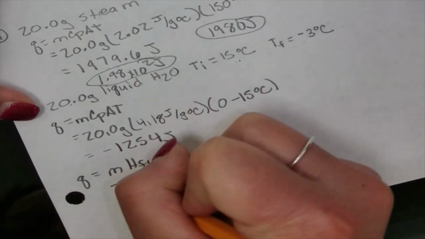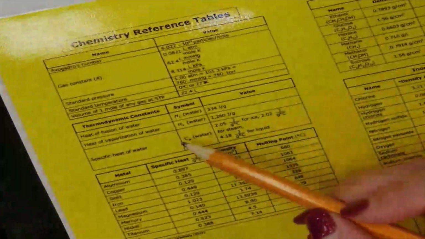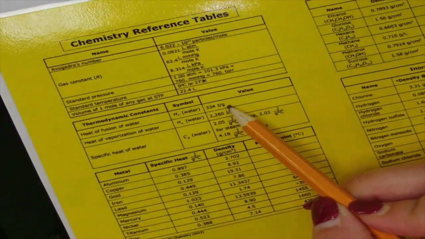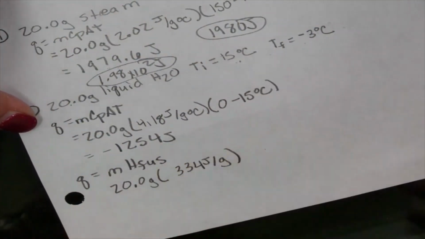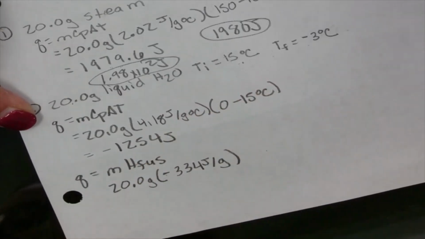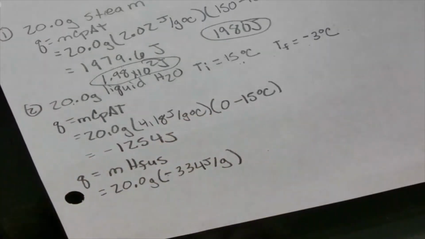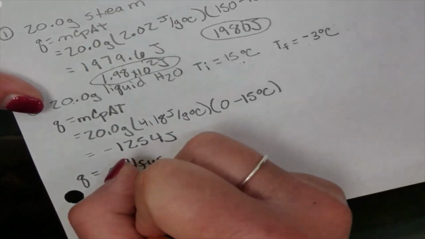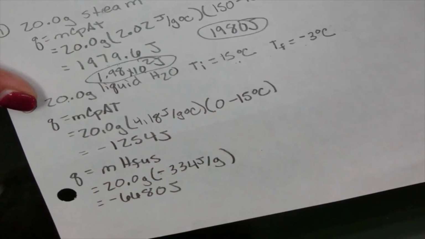So I'm going to put in my mass of 20. And my heat of fusion, according to my reference tables, is 334 joules per gram. However, heat is being lost. So to show that heat is being lost, we are going to make it negative, because the negative does not tell me the magnitude. The negative tells me that heat was lost. So when I plug that into my calculator, I am going to get a value of negative 6680 joules.